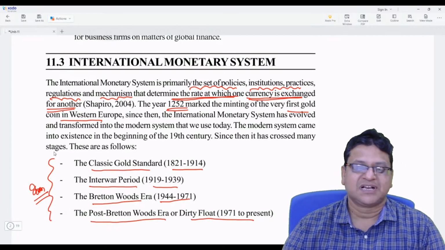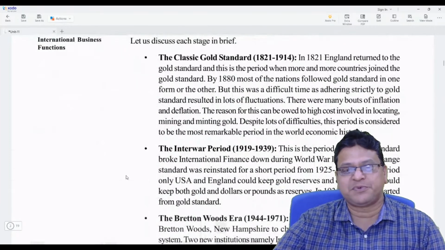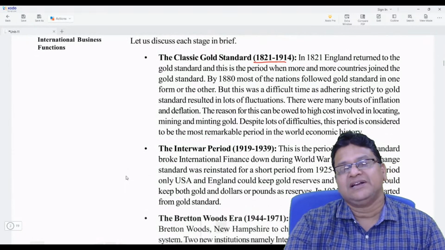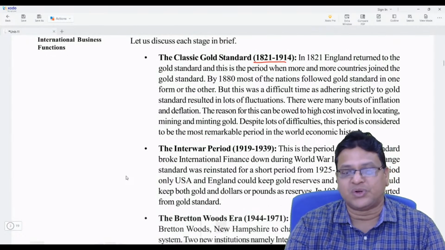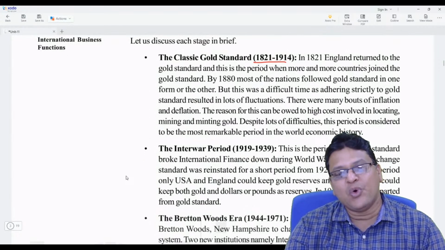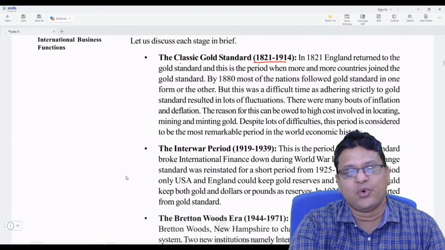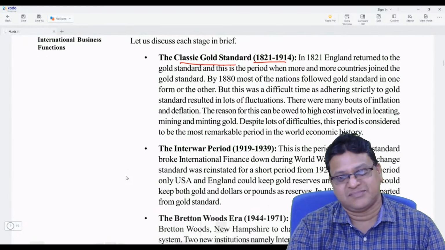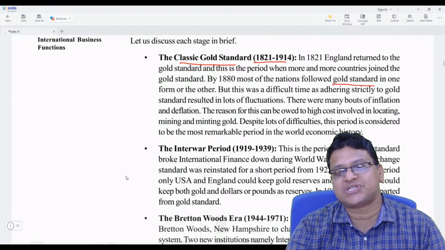First, we will discuss the classic gold standard. The classic gold standard was prevalent during 1821 to 1914. During this period, the countries' currencies were made of gold, and the exchange rate was determined on the basis of the gold content in their currency. That is known as the classic gold standard. It lasted around 100 years. Most of the nations followed this gold standard.